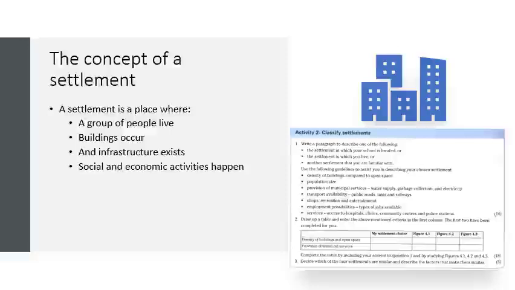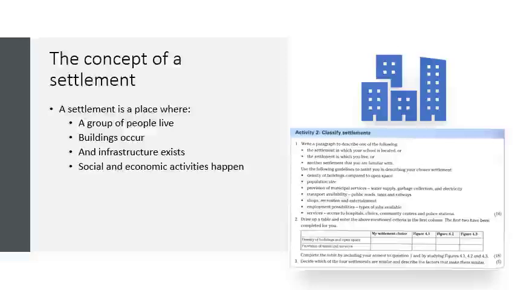So on our screen here, we've got a settlement as a place where a group of people live, buildings occur, infrastructure exists, and you have social and economic activities that happen. A settlement can be as small as a village or as large as a city, with the main criterion being that it operates as a single integrated system on a regular daily basis.